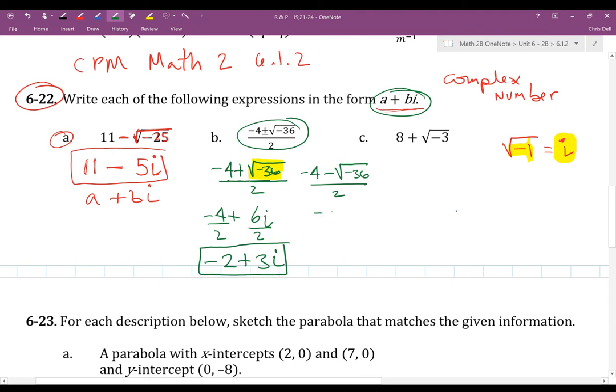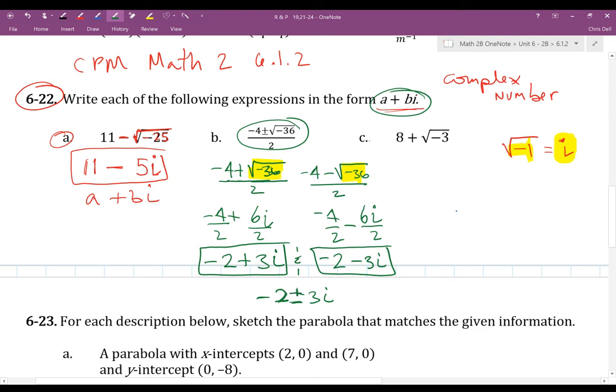We'll do the same thing with this one. This becomes negative 4 over 2 minus, and remember, the square root of negative 36 becomes an i because there's a negative, and then the square root of 36 is 6, and all of that is divided by 2. Separate the division, so negative 2 minus 3i is what that one is. Those are the two answers: negative 2 plus 3i and negative 2 minus 3i. If you wanted to write them together, you could say negative 2 plus or minus 3i. That also would be correct.